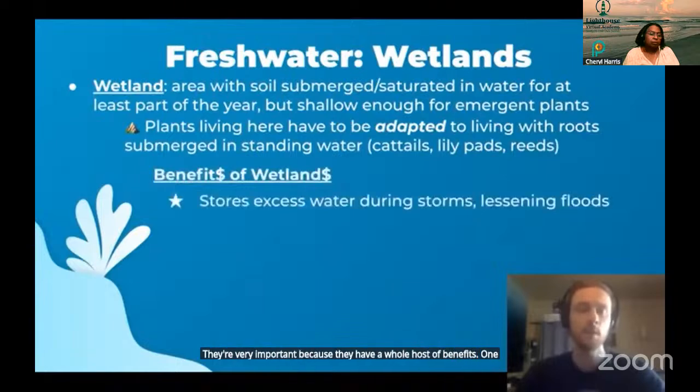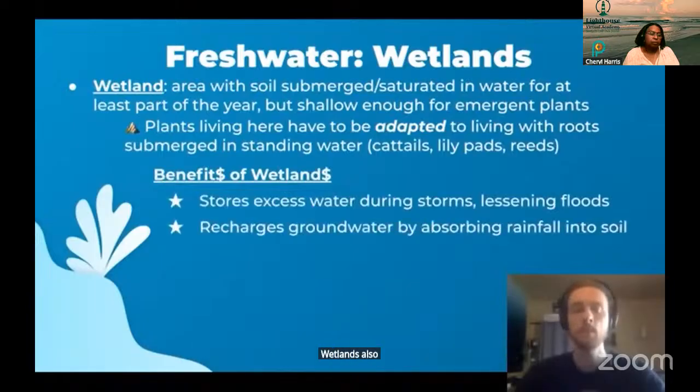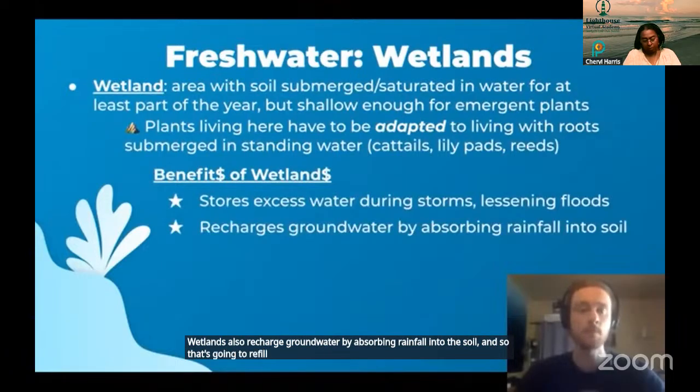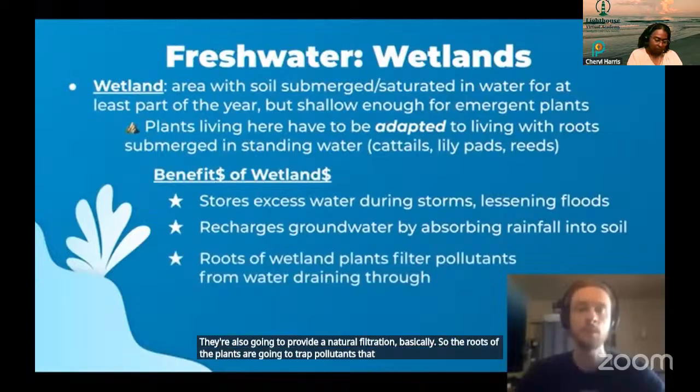One of them is that they store excess water during storms, which is going to reduce the damage from flooding. Wetlands also recharge groundwater by absorbing rainfall into the soil, and so that's going to refill aquifers and other underground sources of water that humans rely on. They're also going to provide a natural filtration, basically. So the roots of the plants are going to trap pollutants that may be in stormwater runoff and prevent those pollutants from getting down into the groundwater beneath.